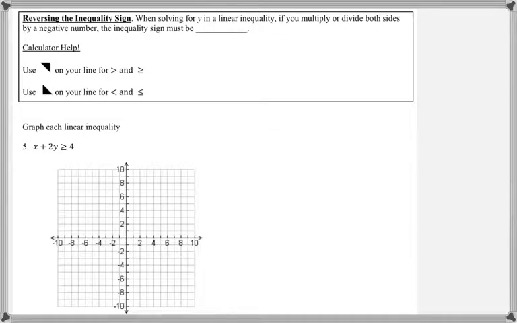We're going to be solving linear inequalities. And sometimes a situation occurs where we have to reverse the direction of the inequality sign. So when solving for y in a linear inequality, if you multiply or divide both sides by a negative number, then the inequality sign must be reversed.